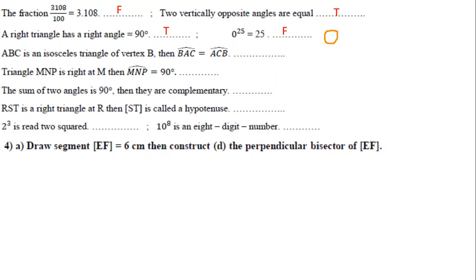Okay, let me ask again, Angelina. Yes, miss. ABC is an isosceles triangle of vertex B. Then, is angle BAC equal to angle ACB if the vertex is B?